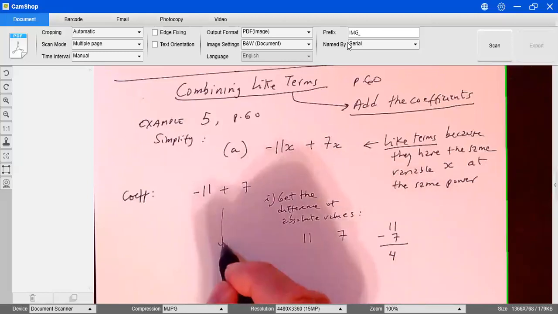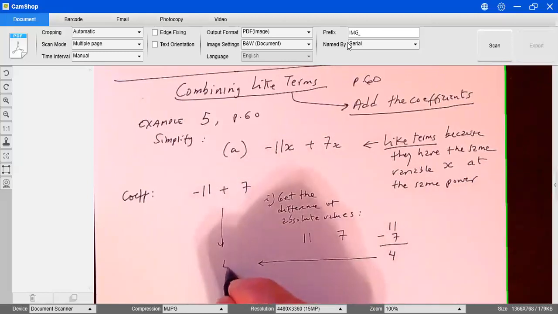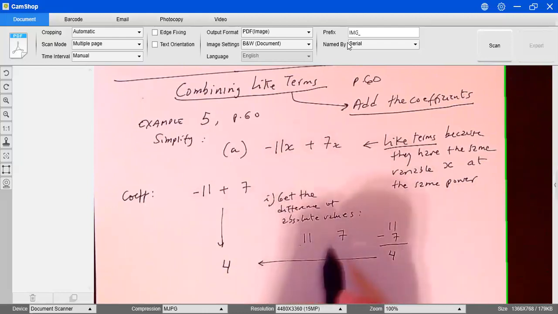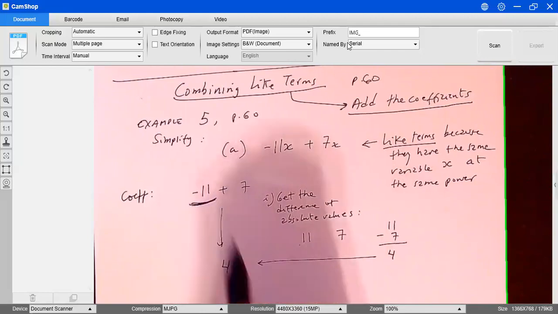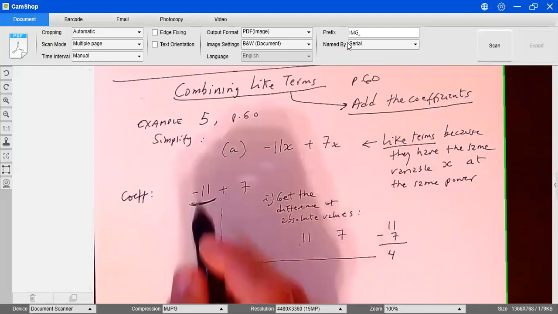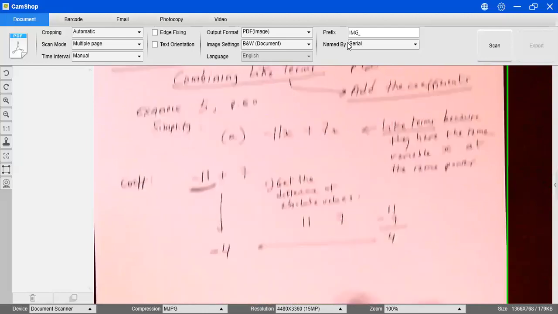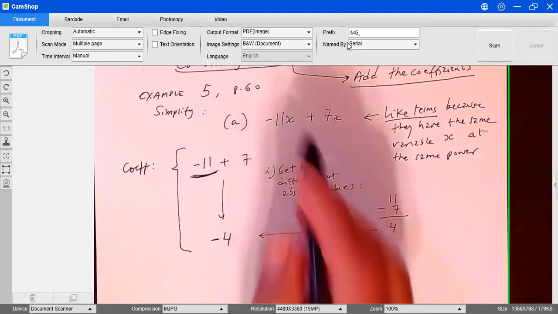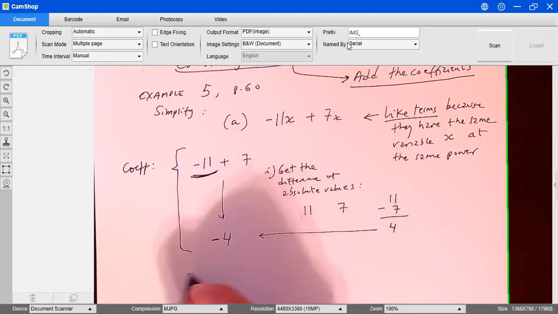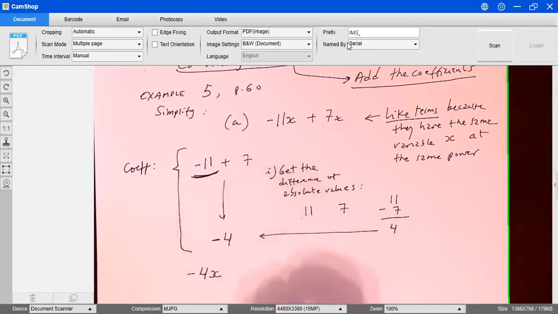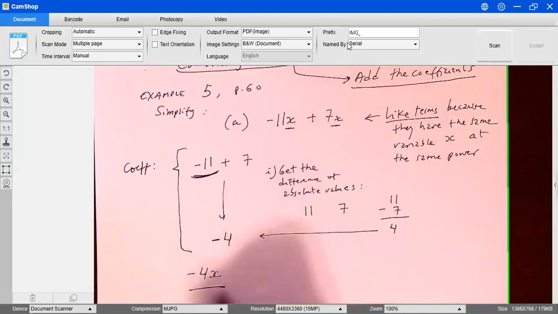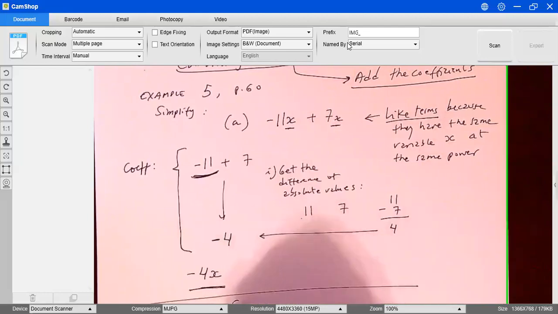So from here and from here, you get 4. Now you need to keep the sign of the number with the greatest absolute value. Of these two, this is the number with the greatest absolute value. The sign is negative, so you're going to write negative. So this is the math involving coefficients. So what is the final answer? The final answer is going to be negative 4x. Why? Because we are combining x's. So this is the final answer. So that's the first part.